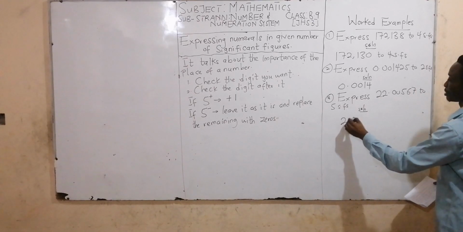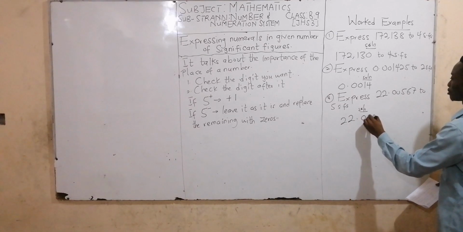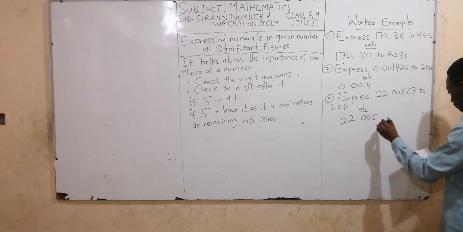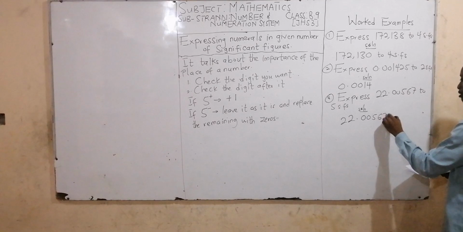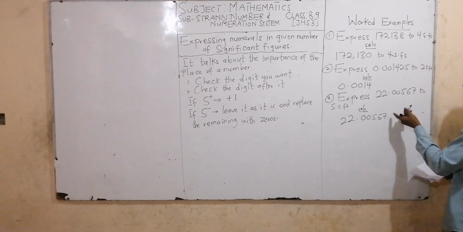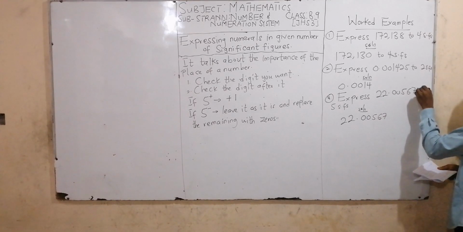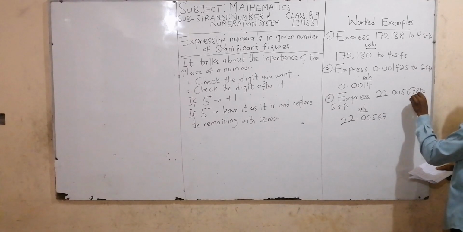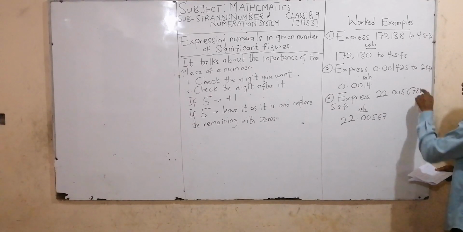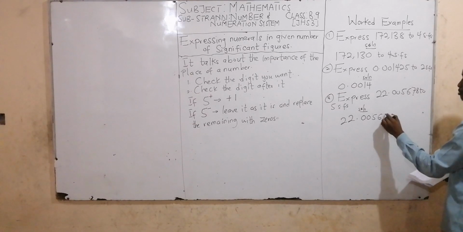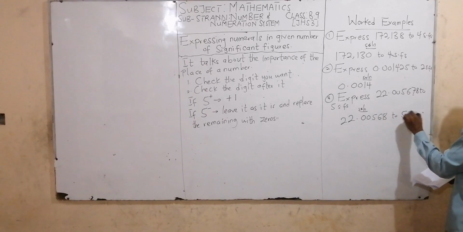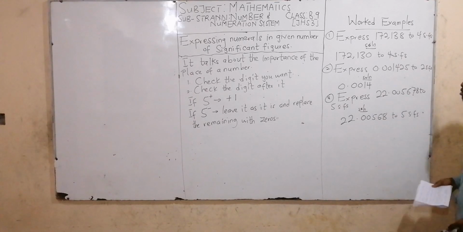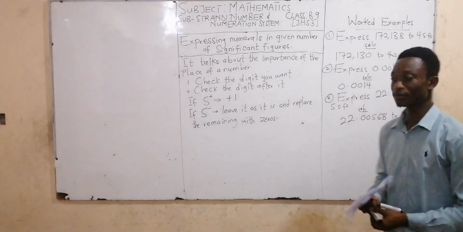So 22.00567. The digit after is 7, so it is more than 5. Let's add 1 to 7, making 8. So 22.0057 to 5 significant figures. That is all for significant figures.